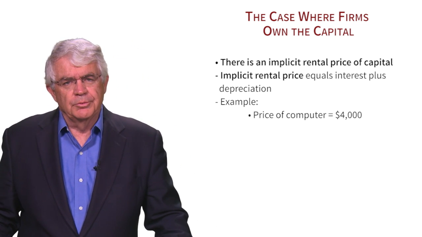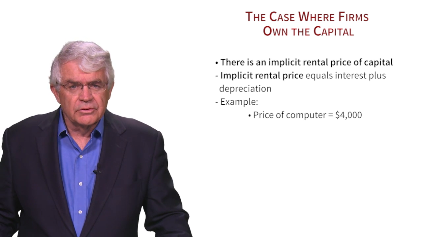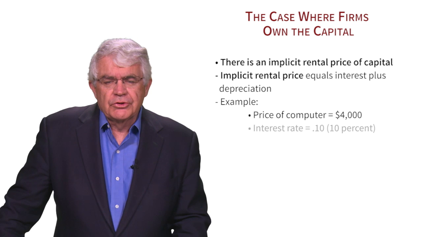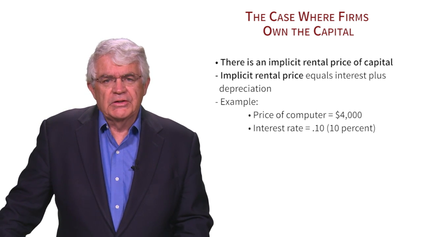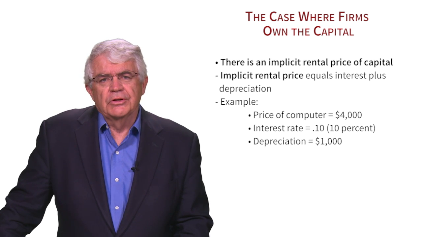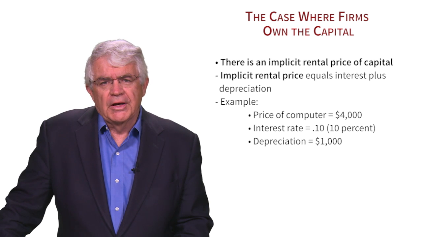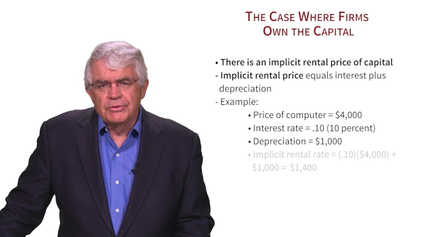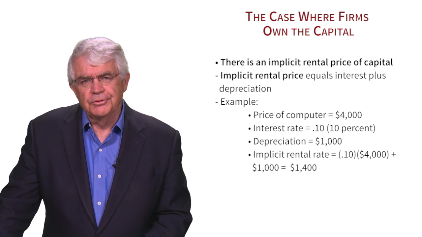If you rent them, there's the rental price. In the case of buying them, let's suppose the price is $4,000. Let's also suppose the interest rate to borrow to buy this computer is 10%, so 0.1. And let's suppose depreciation is $1,000 a year, because of new computers being designed or just the actual deterioration of that computer, it's worth $1,000 less at the end of the year. That means the implicit rental rate is 0.1 times the 4,000 plus 1,000 for depreciation, or 1,400. And that's the implicit rental rate.